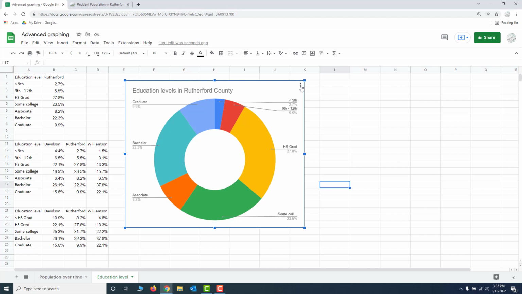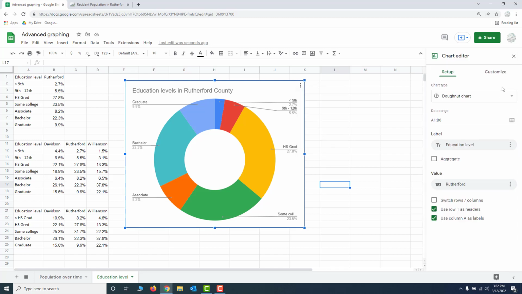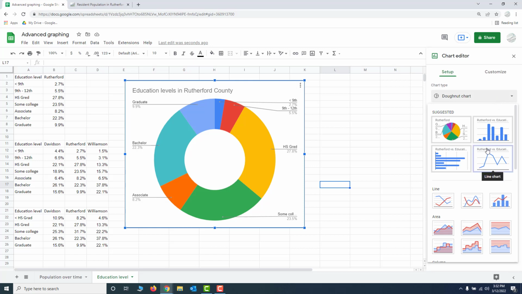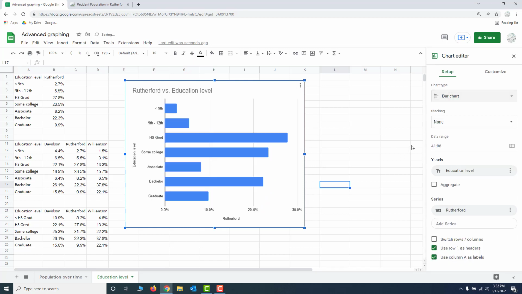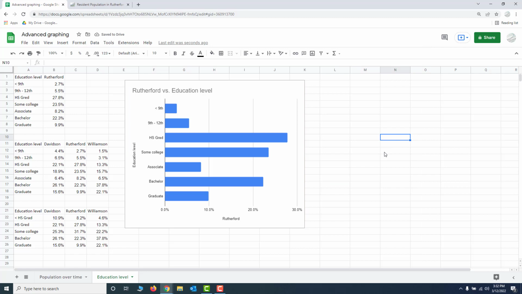So what a lot of graphic designers are saying now is just don't use a pie chart. Use something like this. This is called a bar chart. It's kind of like a column chart that's been flipped on its side. And now, if you think about it, it's really easy to tell that the high school graduate category is the biggest category in Rutherford County, because you can compare the edges here and see that that's certainly the tallest one. This one comes in second and that one comes in third.